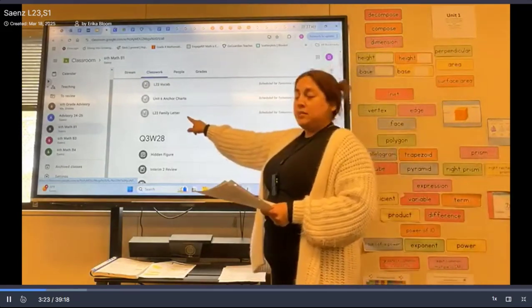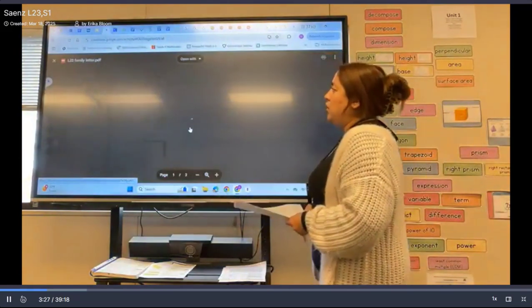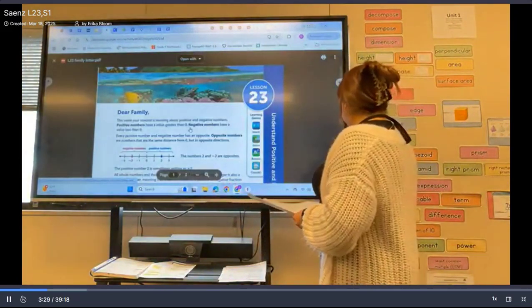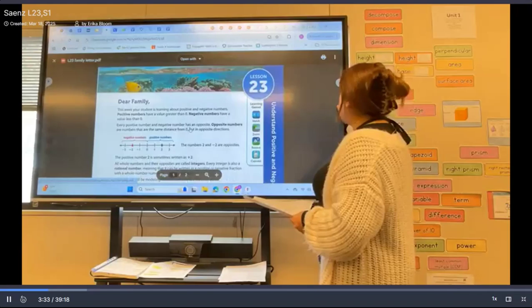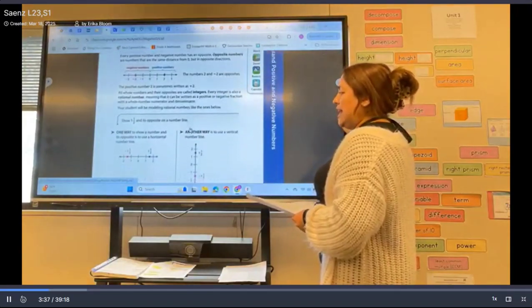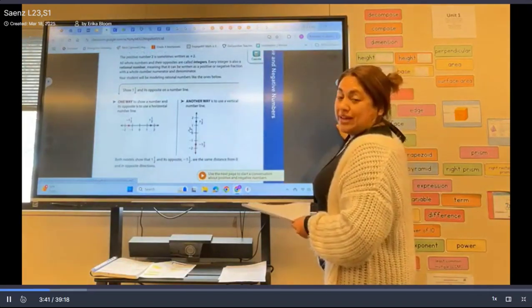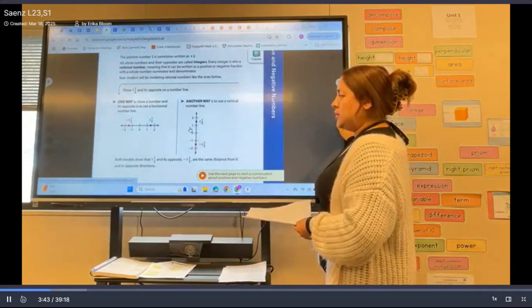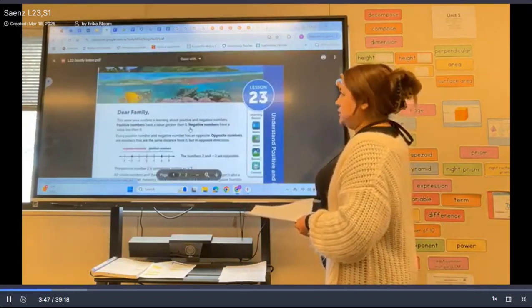So here you have the family letter. If you click on that, as always, it brings up what we're going to be learning in Lesson 23. It gives vocab, it gives examples. So again, if your parents are wondering what you were working on, and if you're also wondering what we're working on, or want a quick guide on, okay, what vocab words are we looking at, what examples do we have, this is a great location for that.